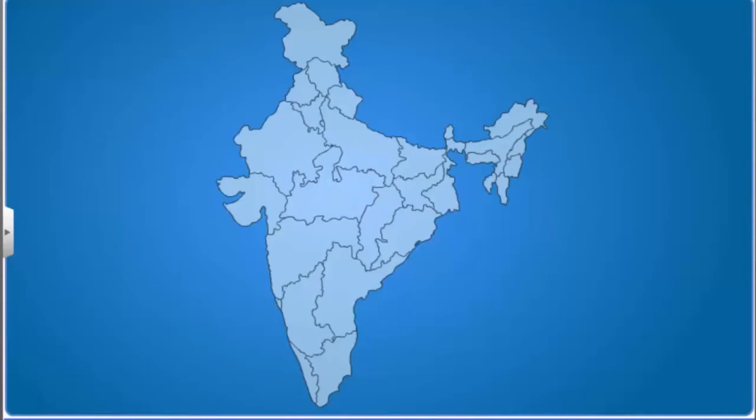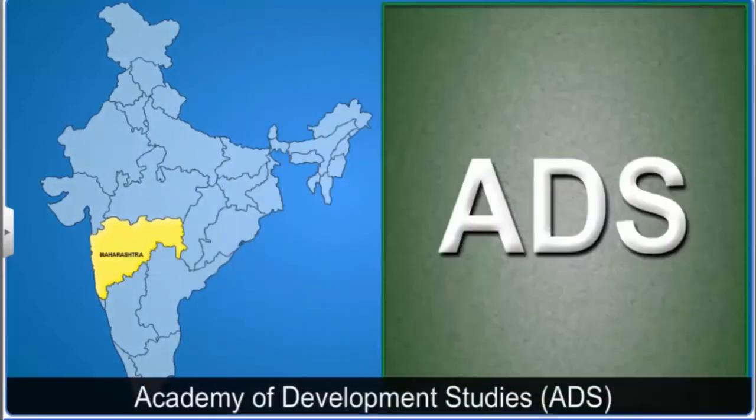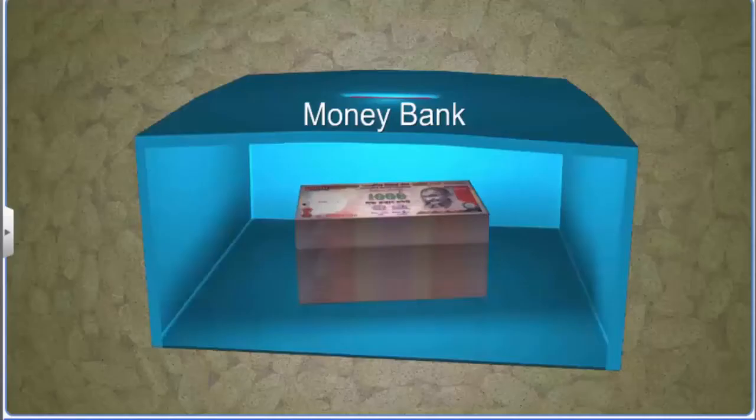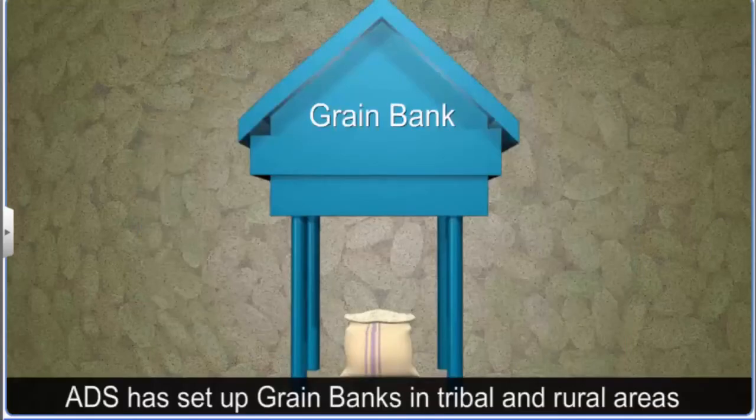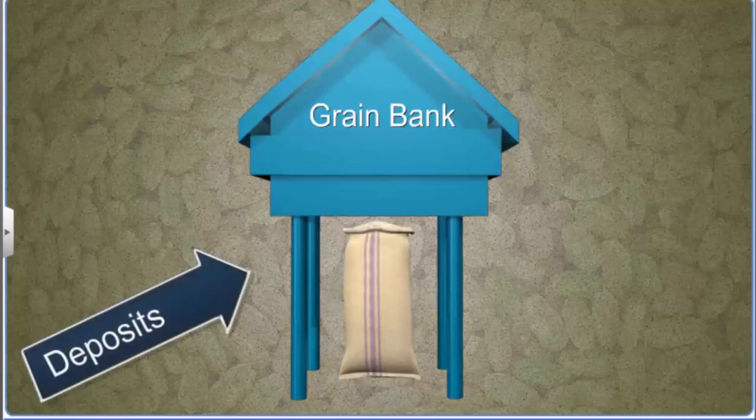The Academy of Development Science in Maharashtra is a society devoted to the welfare of tribals and rural communities. It has started a novel scheme for food security that involves setting up grain banks in tribal and rural areas. A grain bank functions like a normal bank. The members can make deposits of surplus grain after harvest and make withdrawals during lean periods.